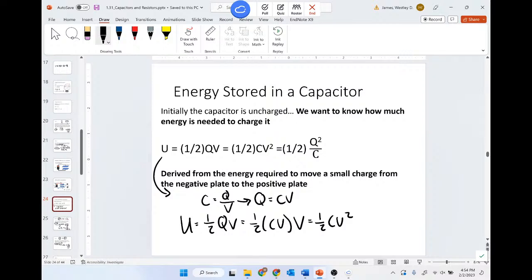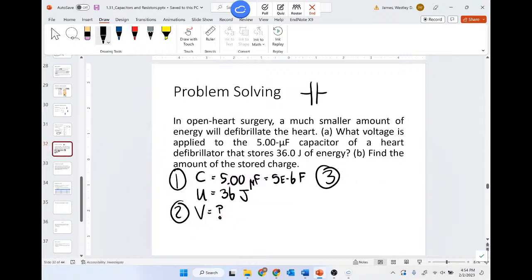In our problem, we have the capacitance, and we're solving for the voltage, so we choose the second one, because this has what we have. You always choose the one that's got the variables that you already have. Don't make your life harder. So we're going to use U equals 1/2 CV squared. Step 4, plug in the numbers.